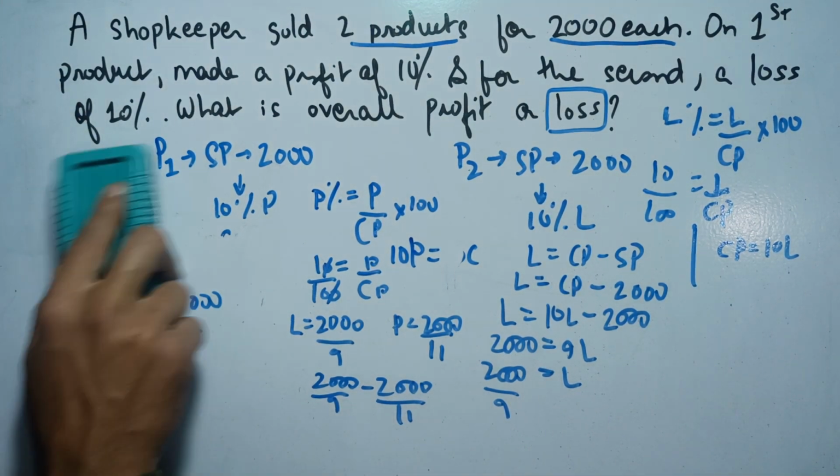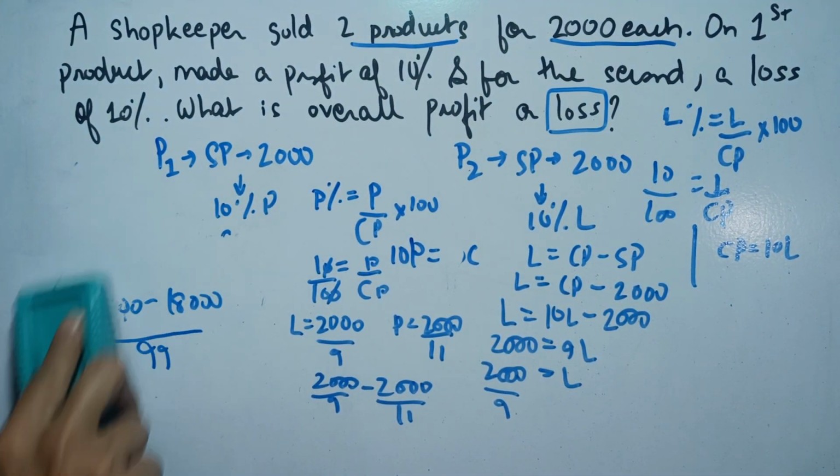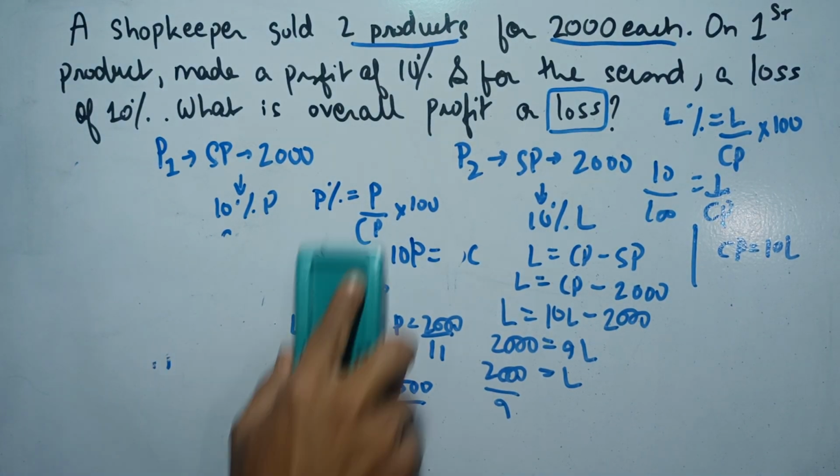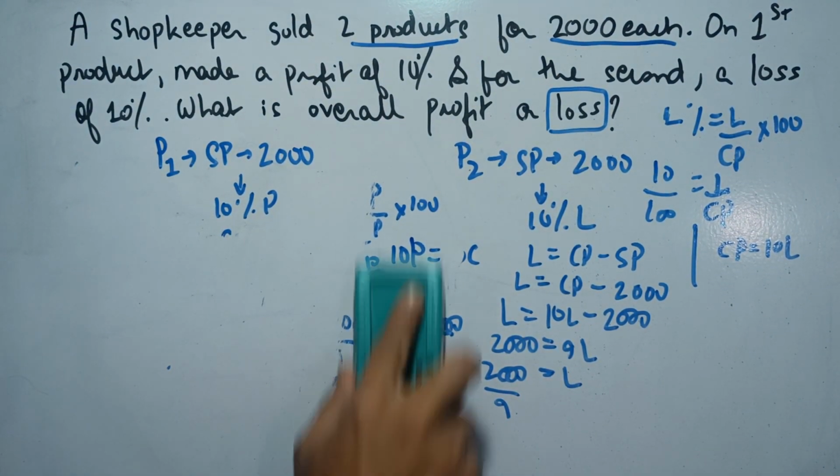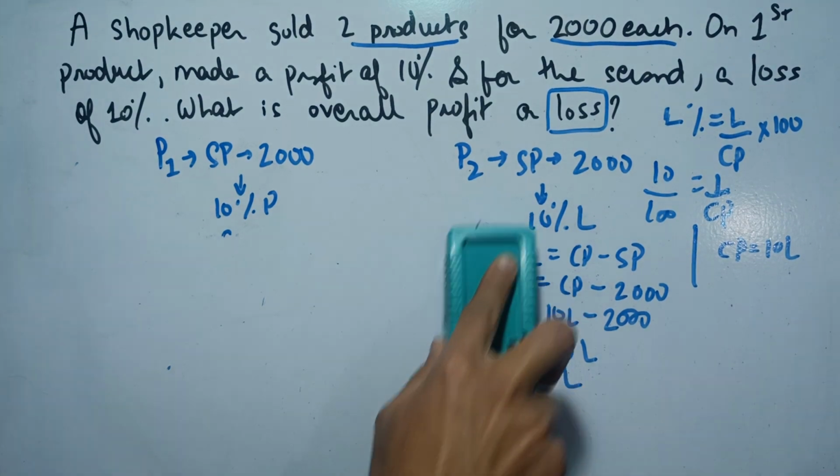Now this was the first method. Now we'll go by a different method, which is somewhat shorter. Wait, let me rub this out and I'll explain it to you again.